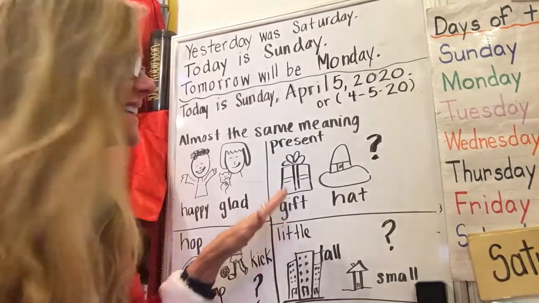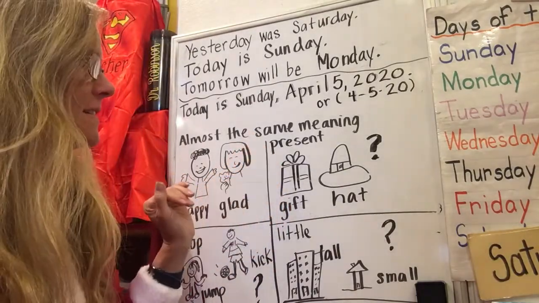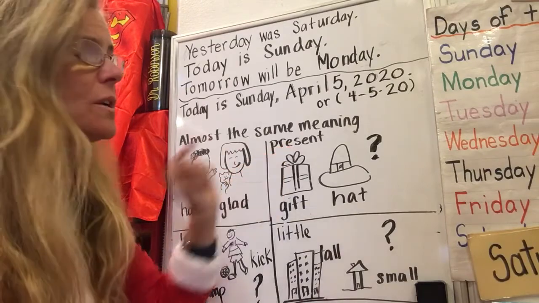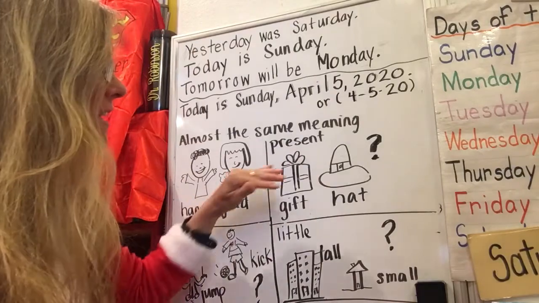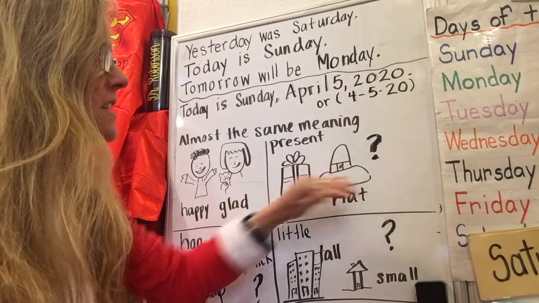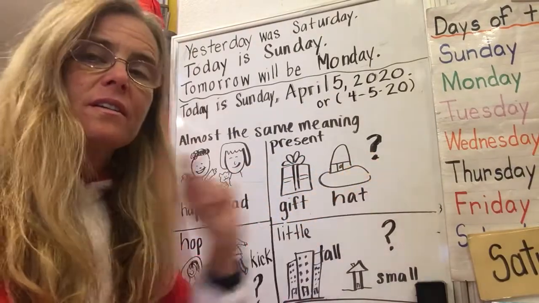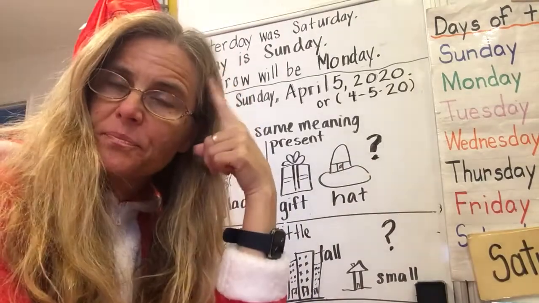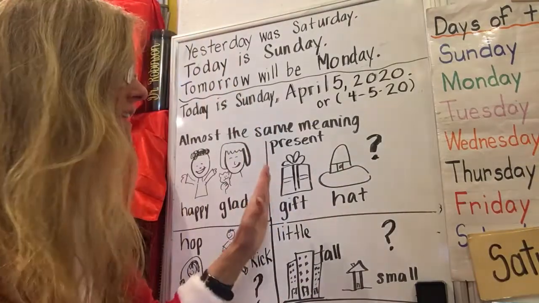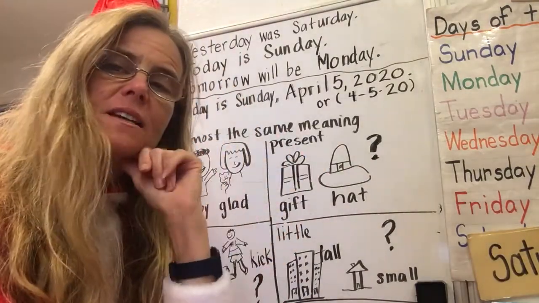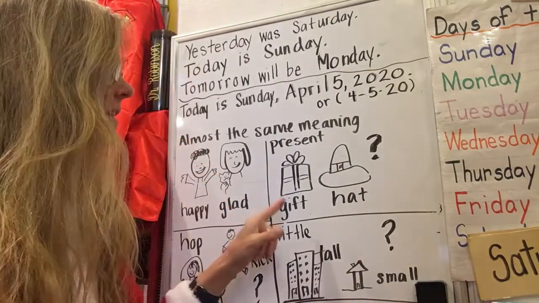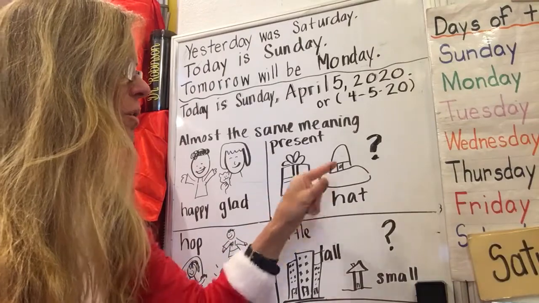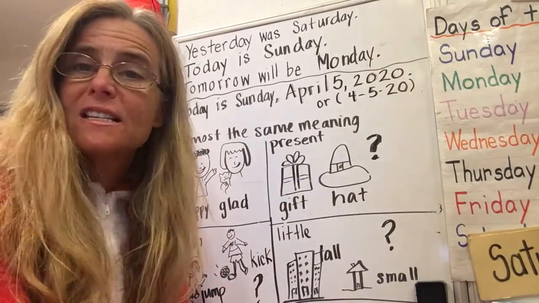All right, so look closely. Present. This is the word I want you to think about. A present. Now look at my two pictures. Here's one and here's the other. So, think in your smart brain. Which of these kind of means the same thing as present? Gift or hat? A present.